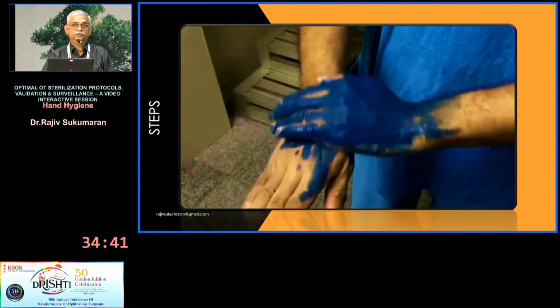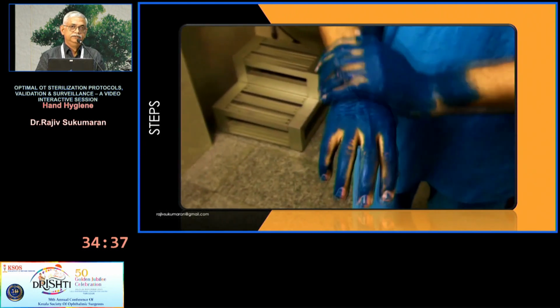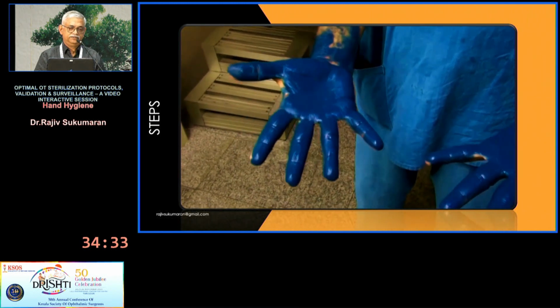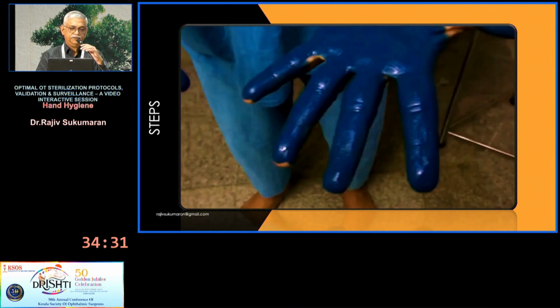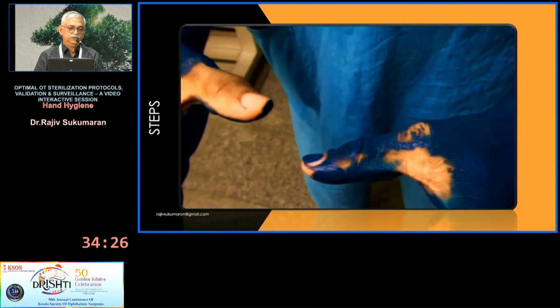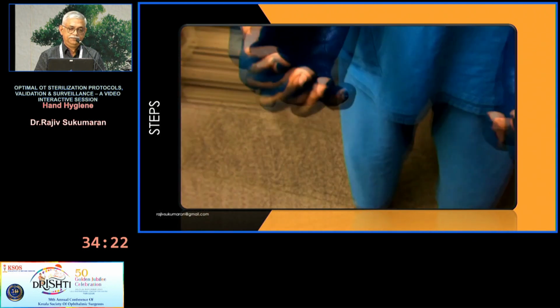explained here using watercolor. See, when we rub using watercolor, this is not following the steps that are described. If you look carefully, the web spaces are not covered at all, which is very dangerous, where the prominent thumb is not covered, the entire web space is not covered.